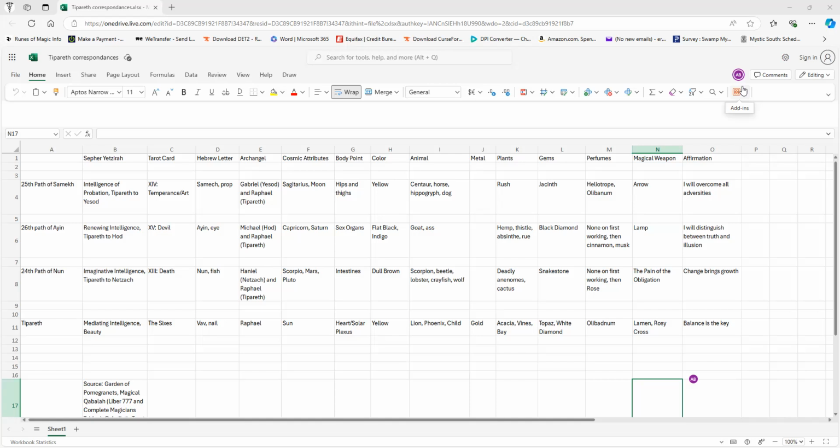So we have Temperance as the next path. The path is connecting Yesod, dreams, up to Tipareth. It's the very heart of the tree.